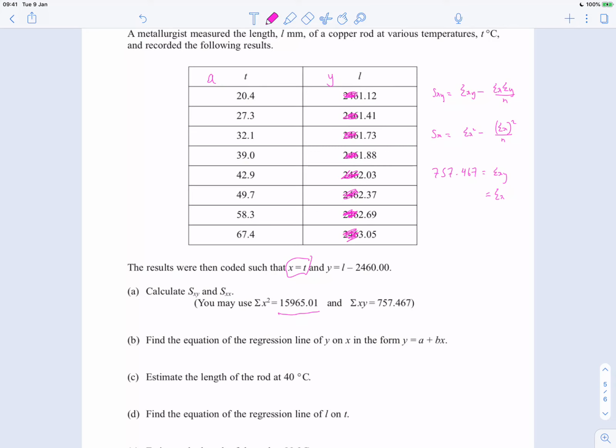The sum of x is 337.1. The sum of y, which I've got to be 16.28. So let's see, I've got sum of xy, check, I've got sum of x, sum of y, and I've got the sum of x squared. Check. Oh, that's good. My calculator said this and agreed with the question. Fantastic. So now all I need to do is just do the calculation for it.